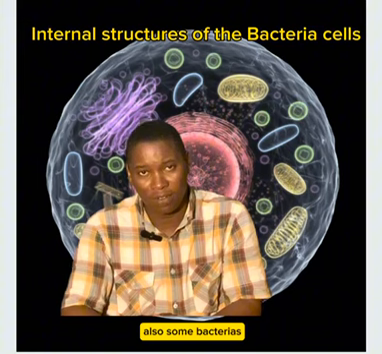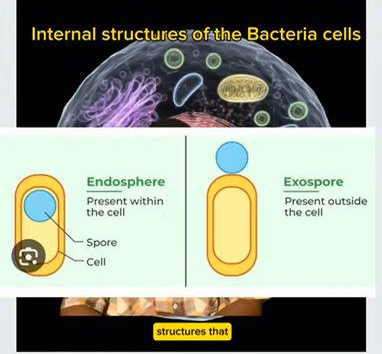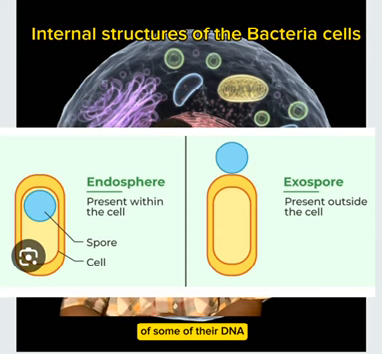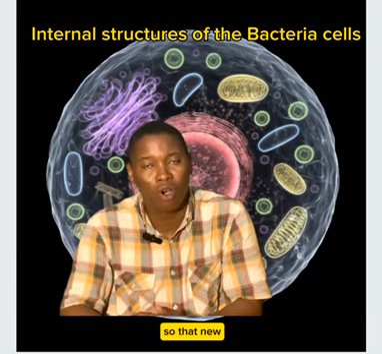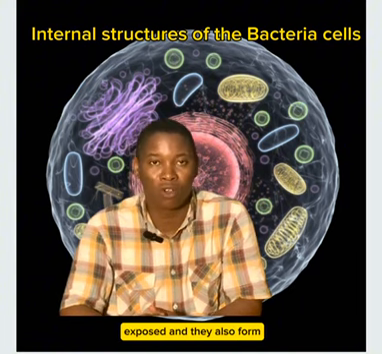Also, some bacteria form exospores, and these exospores are little spore structures that can be found on the surfaces of such bacteria. Bacteria usually do that as a means of dispersal of some of their DNA and genetic material so that new organisms can be formed. So bacteria form exospores and they also form endospores.